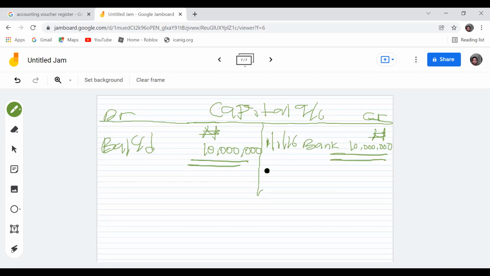Equity. So it's going to have a credit balance. So you're going to say balance brought down, which is 10 million. So that's all about the capital account.